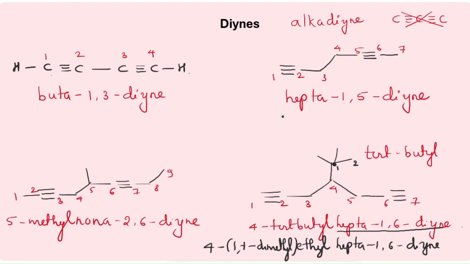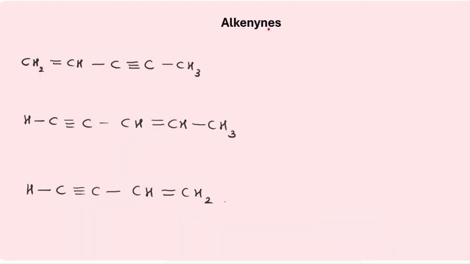Now let's see how to name the alkenyne molecules. Alkenynes are the organic molecules which contain a double bond and a triple bond in them. Whenever we number the longest chain in these molecules, it doesn't matter which one, number in such a way that the first group gets the lowest possible locant. Here you see the double bond will get the lowest locant. Therefore, we will number it like this.